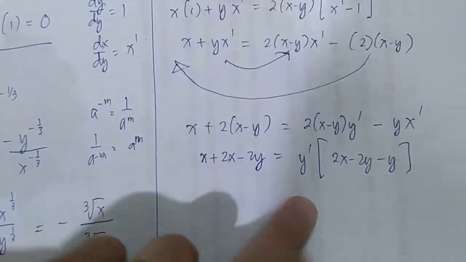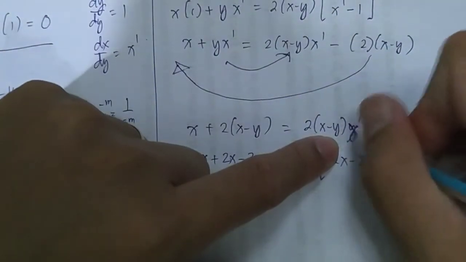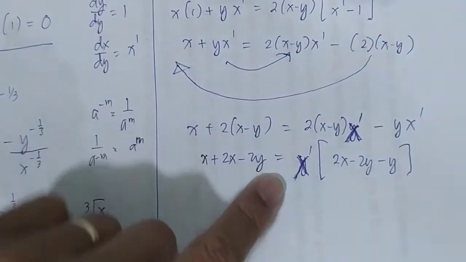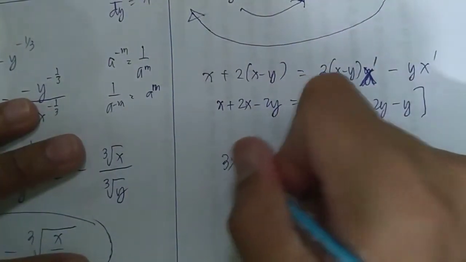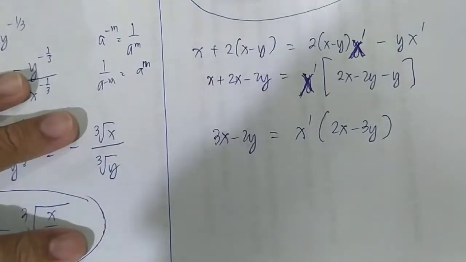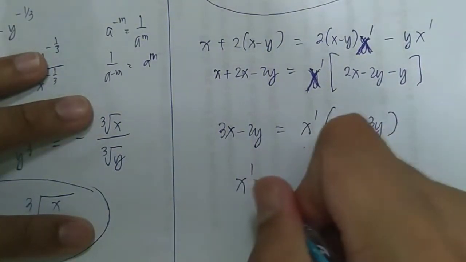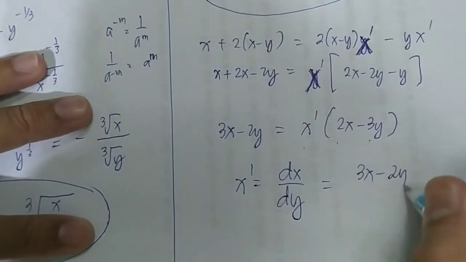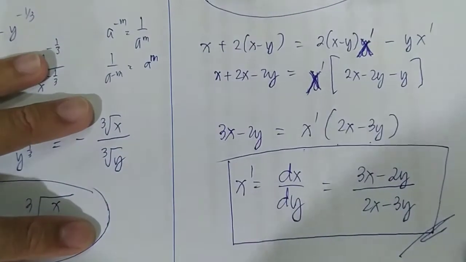Sorry, this should be x prime. So, you have 3x minus 2y is equal to x prime times 2x minus 3y. So, solving for x prime, I need to divide both sides by 2x minus 3y. So, x prime, which is equal to dx dy, the unknown, is equal to 3x minus 2y over 2x minus 3y. So, that's our final answer.